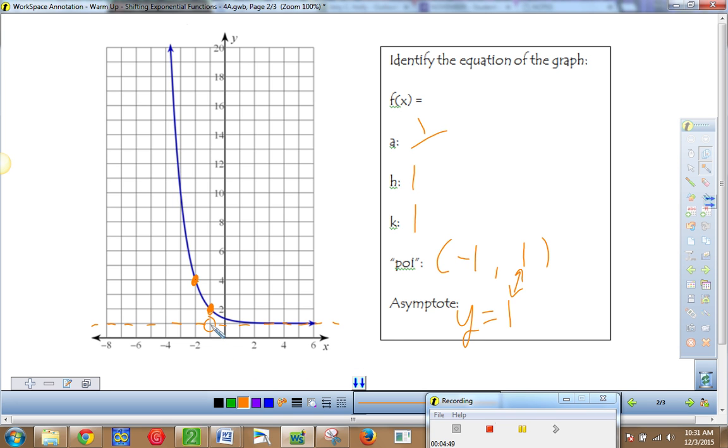So from here, how high did I have to go to get to this next point? I went 1, 2, 3. There you go. Does that make sense? Not too bad. Not the worst thing.